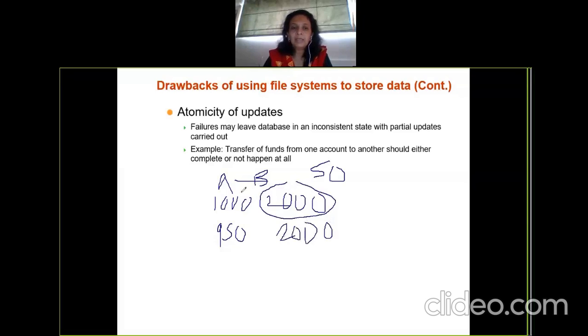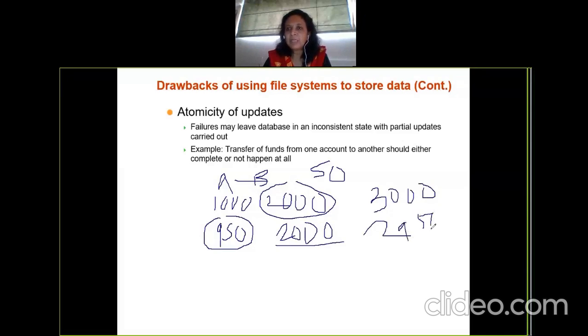See once again. Suppose initially account A has 1000 rupees, account B has 2000 rupees, and we have to transfer 50 from account A to account B. Suppose after deducting the value from account A, a failure occurs. Then at the end of the transaction, 950 remains in account A, while account B has 2000 as it is. So before execution of the transaction, the total amount is 3000, while after the execution, the total amount is 2950. So is it correct?